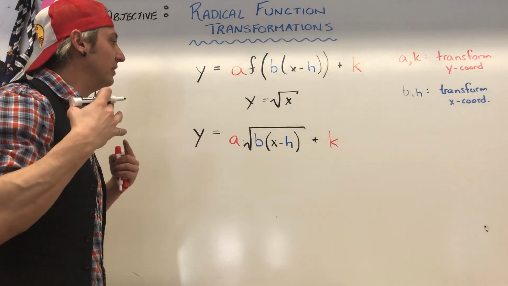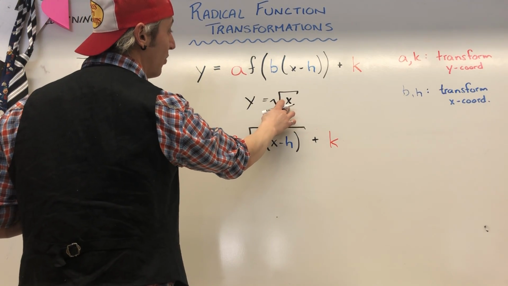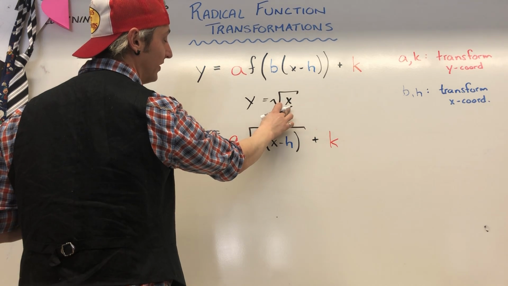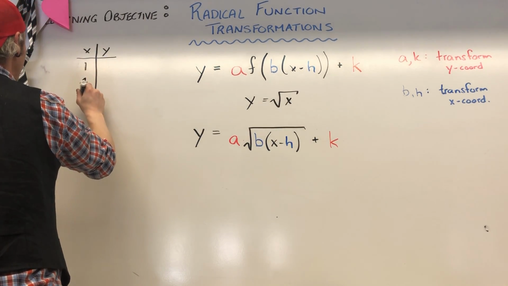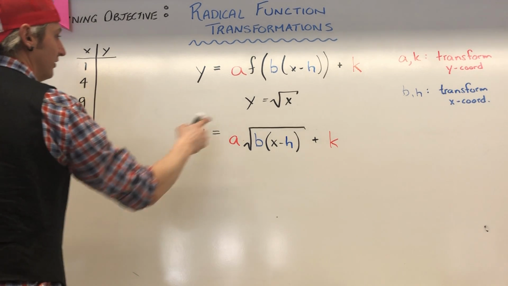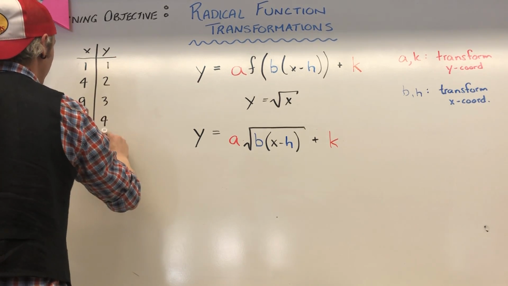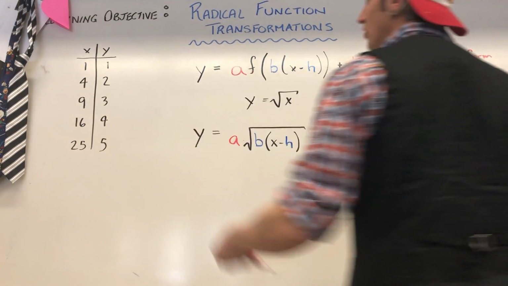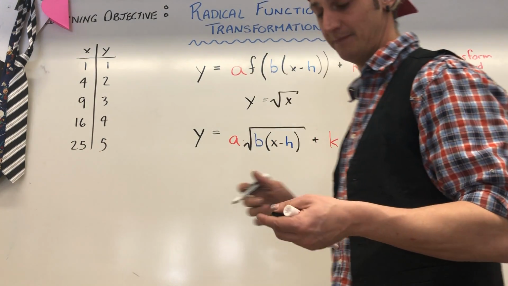I recognize that the square root of any numbers that are not perfect squares is just going to be ugly. So I'm actually going to use perfect squares for x, because that will work well for me. The square root of 1 is 1. Square root of 4 is 2, 3, 4, 5. This is what my function table of values looks like for this domain that I've chosen.